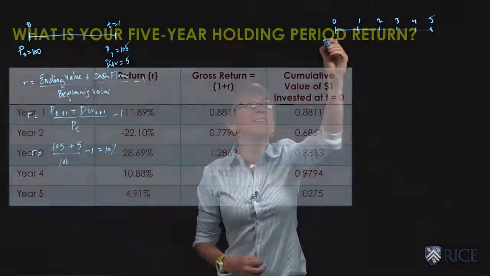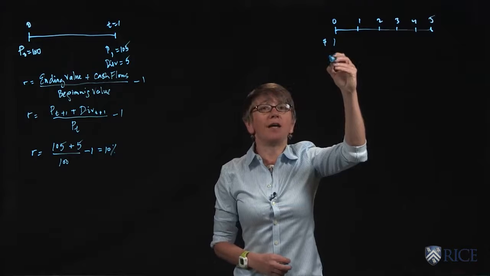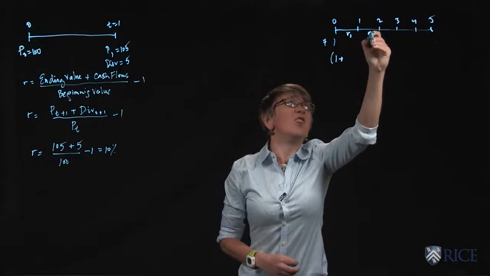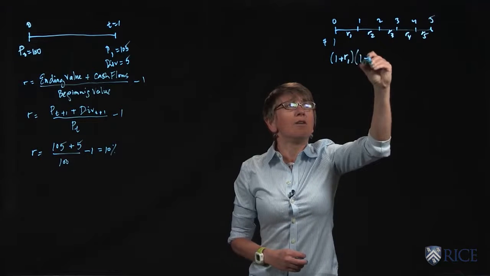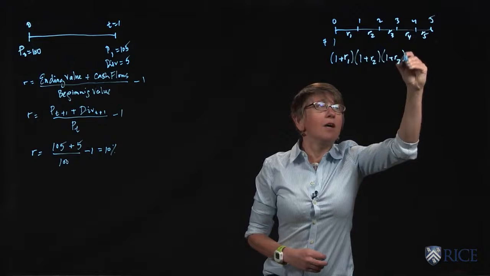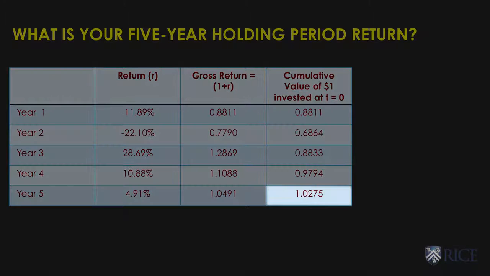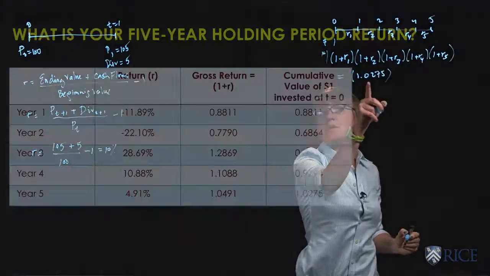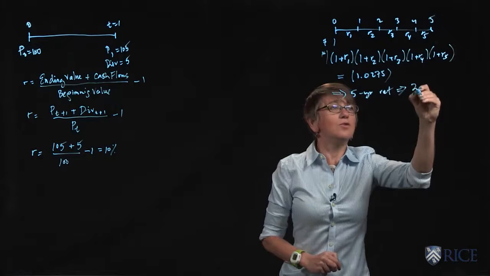In other words, suppose you invested $1 at the beginning of the first year. How much would you have at the end of year 5? So you compute that by, let's say that these are the returns for each period. Basically, I'm compounding these returns over the 5 years. And based on the numbers we have in that table, that would equal 1.0275. So $1 invested at t equals 0 will grow to $1 and 2.75 cents. So that means your 5-year return was 2.75%.